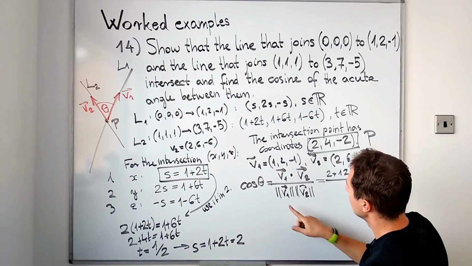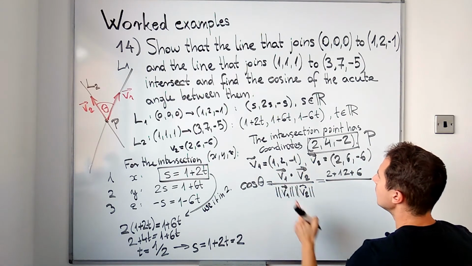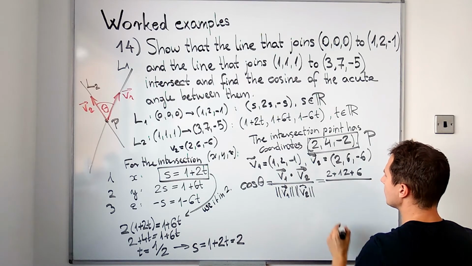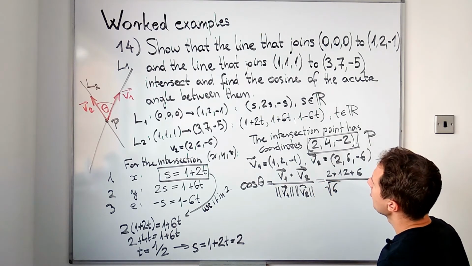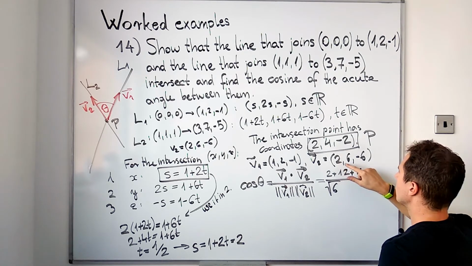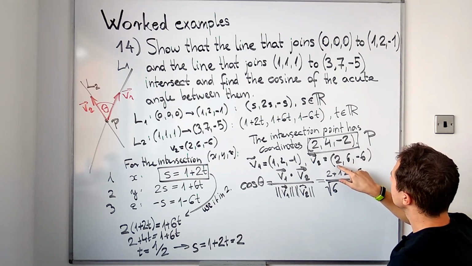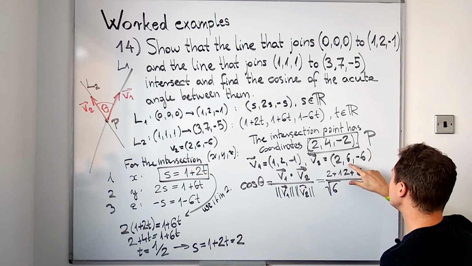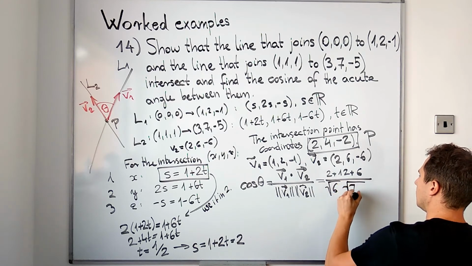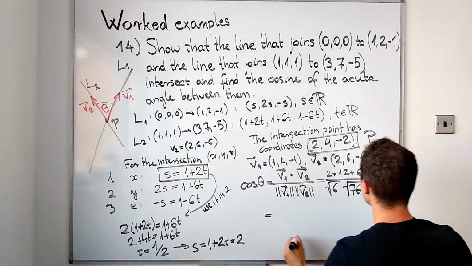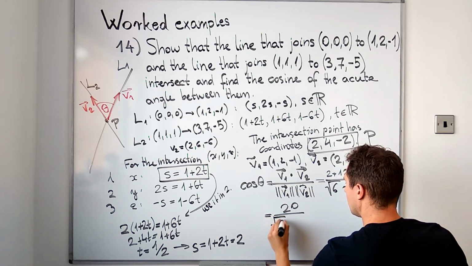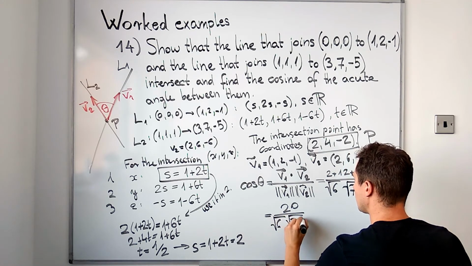And this is divided by the length of V1, which is the sum of squared coordinates under the square root. So that's 1 squared plus 2 squared plus 1 squared, that's root 6. And the other vector has coordinates 2, 6 and -6. So 2 squared plus 6 squared plus -6 squared, that's 4 plus 36, that's 40, plus 36 again, that's 76. So what we have for the cosine of this angle is 20 divided by the square root of 6 times the square root of 76.